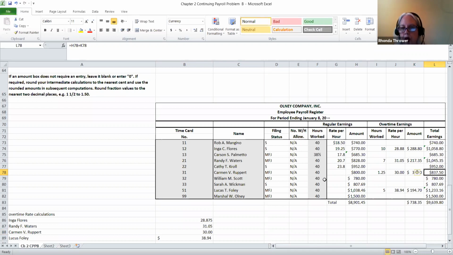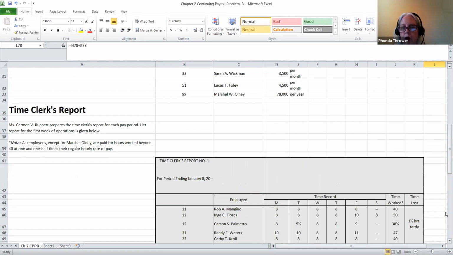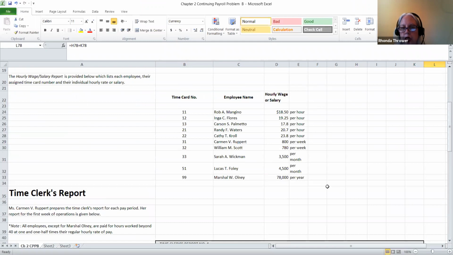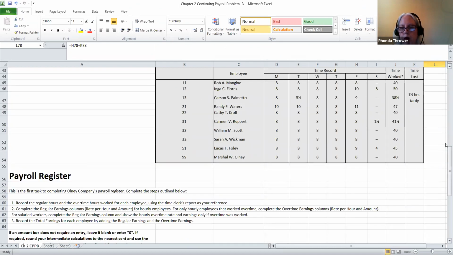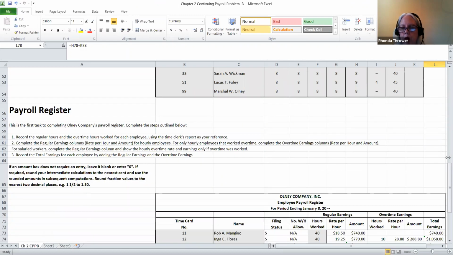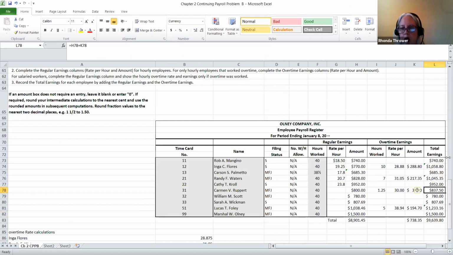For William Scott, you'll notice that he's not an hourly employee, so we need to refer back to the information that was given. Scott makes $780 a week. So to find the hourly amount of the overtime rate, we would take this weekly amount, divide it by 40 hours, and then multiply it by 1.5, and that would give you the overtime rate for Scott.